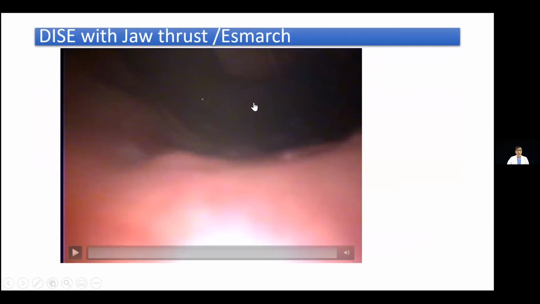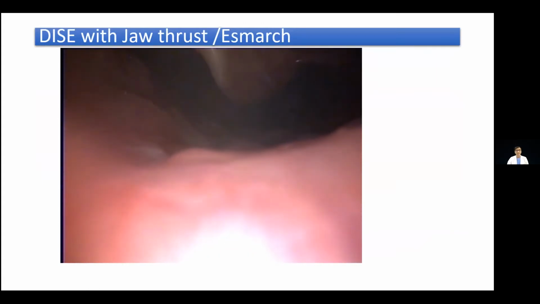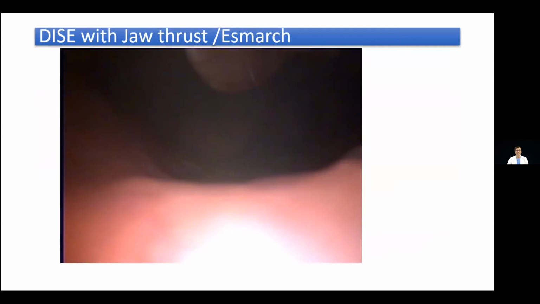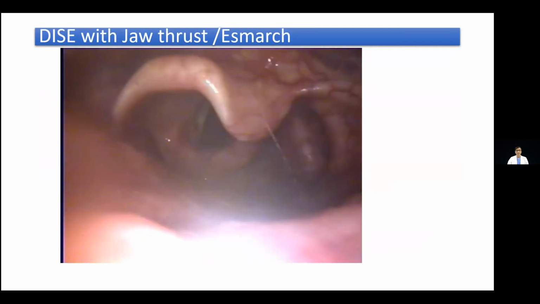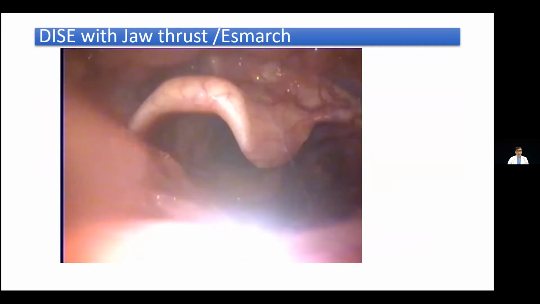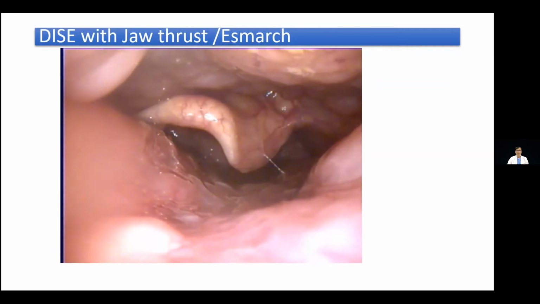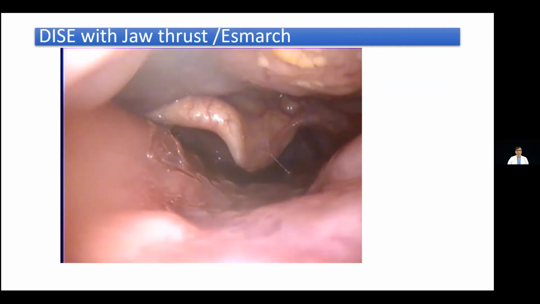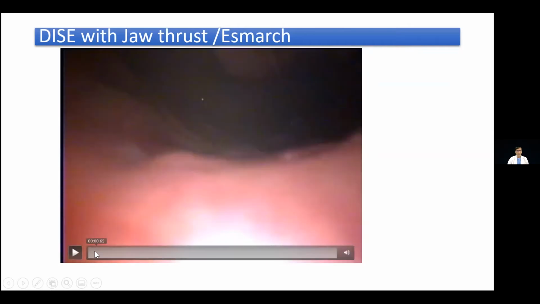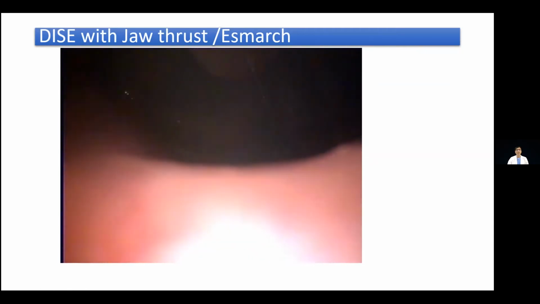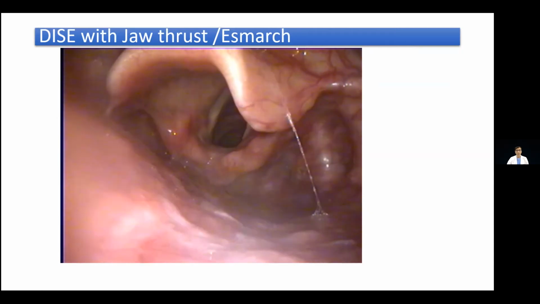Now, when you have a patient with significant obstruction caused by the tongue base, if you do what is called an Esmarch maneuver, it would taut the lateral wall as well. Here in this video, you can see that the jaw thrust has been released and the tongue base is falling backwards, as opposed to when the Esmarch was done, the whole airway, including the tongue and the lateral wall, looks very splinted and the airway is open.